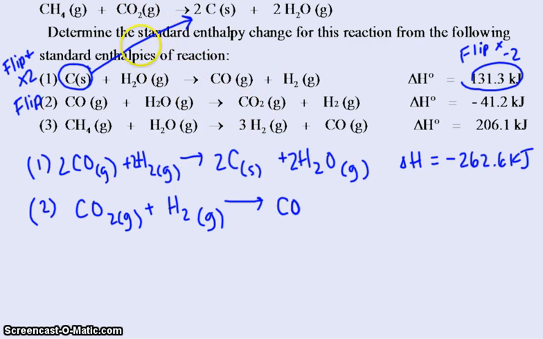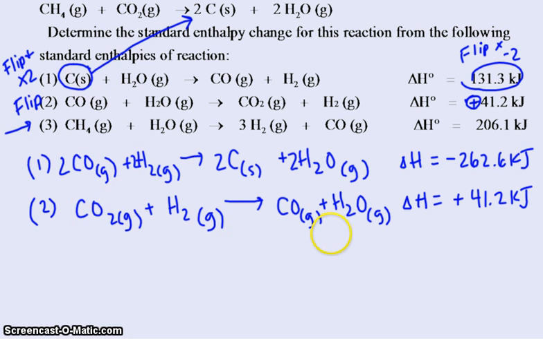I do have the right number of it, so I am simply going to flip this reaction so that the carbon dioxide and hydrogen are on the reactant side. Again, that's the side I need them on for my final reaction. There's my carbon dioxide right up there. So I flip the reaction, and what that does is it makes my delta H positive instead of negative.